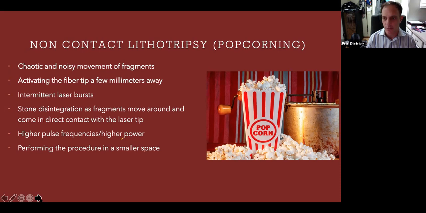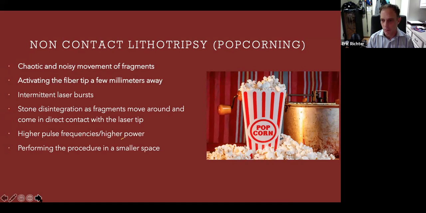It's important because of the energy and the heat generation that you take a little bit of time, probably every 15 seconds, go about 5 seconds off. Essentially what happens is the stone disintegration happens as fragments move around and come into contact with the laser tip. And those higher pulse frequencies that the Moses one that you have allows for higher power. It ideally works better when performed in a smaller space, a smaller calyx, as opposed to a dilated renal pelvis.